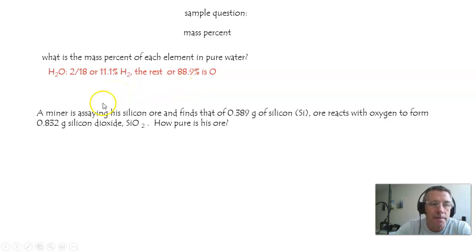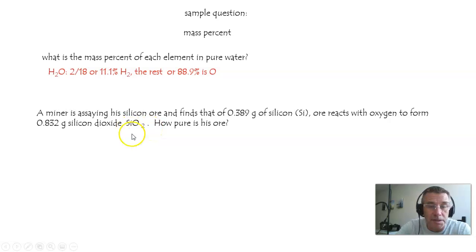Next question. A miner's assaying his silicon ore to see how pure it is, and he finds that 0.389 grams of his ore reacts with oxygen to get 0.832 grams of silicon dioxide. How pure is his ore?